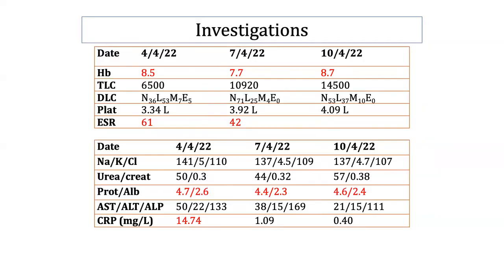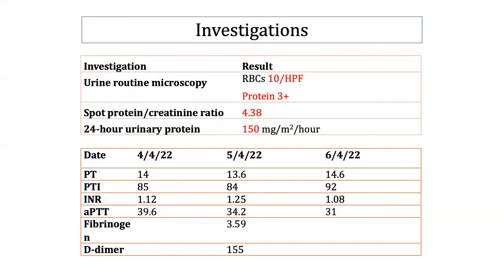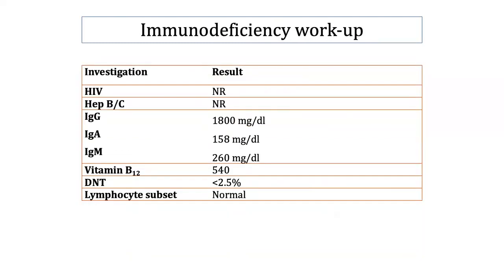So we went ahead with the investigations, and the initial admission investigation showed anemia of 8.5 with elevated ESR of 61. There was no thrombocytopenia or lymphopenia. She had normal renal functions and however had hypoalbuminemia and elevated CRP at the admission. In urine examination, she had RBCs of 10 per high power field and nephrotic range proteinuria. Her coagulation profile was within normal limits. In the immunodeficiency workup, the rest of the workup was normal.